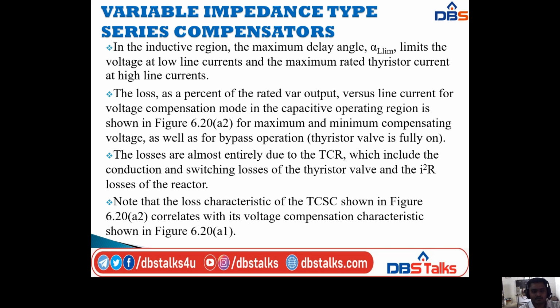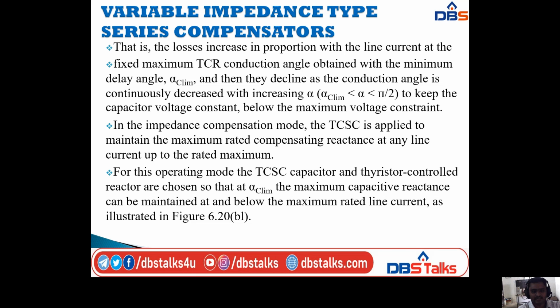Okay, so the losses increase in proportion with the line current at the fixed maximum TCR conduction angle obtained with the minimum delay angle, that is alpha C limited, and then decline as the conduction angle is continuously decreased with increasing current. Alpha is in between alpha C limited and pi by 2 to keep the capacitor voltage constant, that is below the maximum voltage constraint.